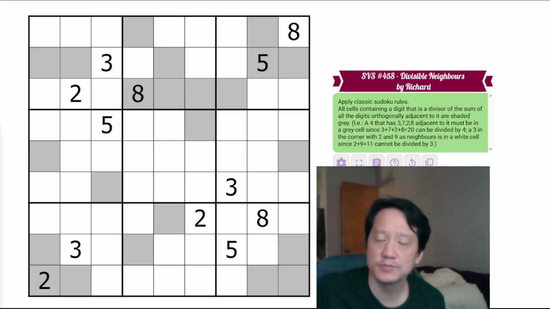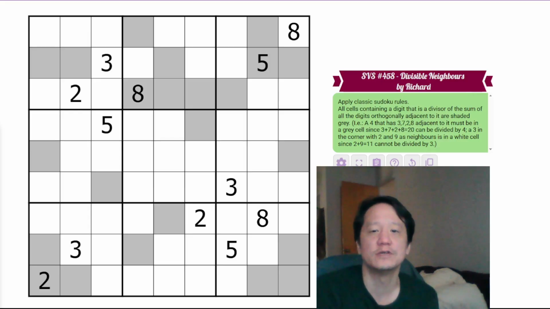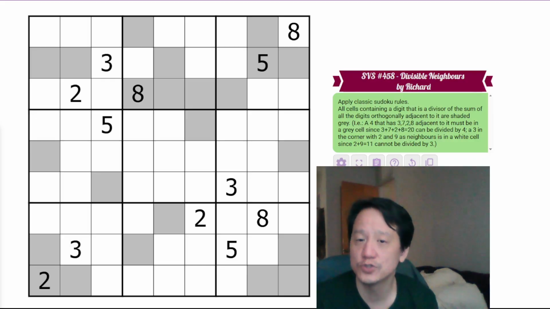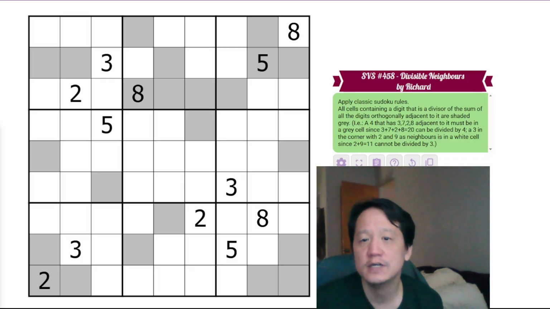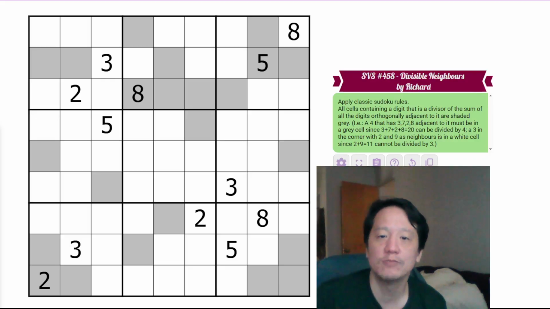And take that easiness with a grain of salt because it's considered easy by the people on the Logic Masters Germany forum, and there's a lot of really smart people there. Today's puzzle is SVS number 458, Divisible Neighbors by Richard.